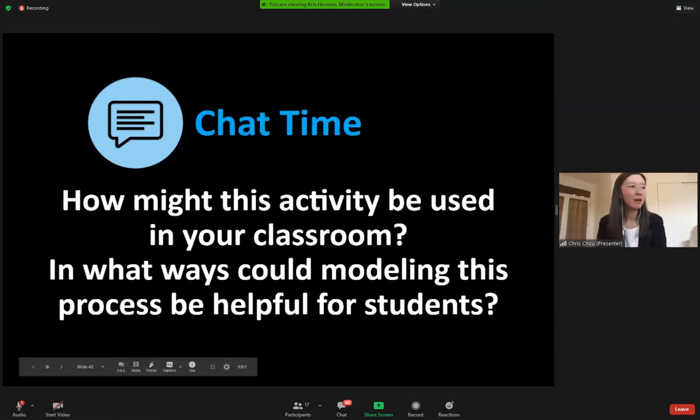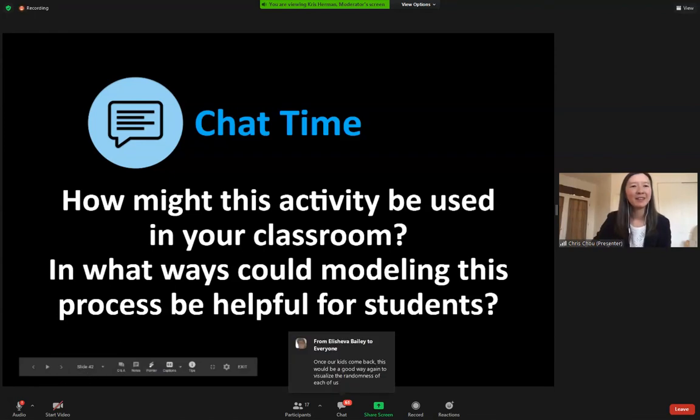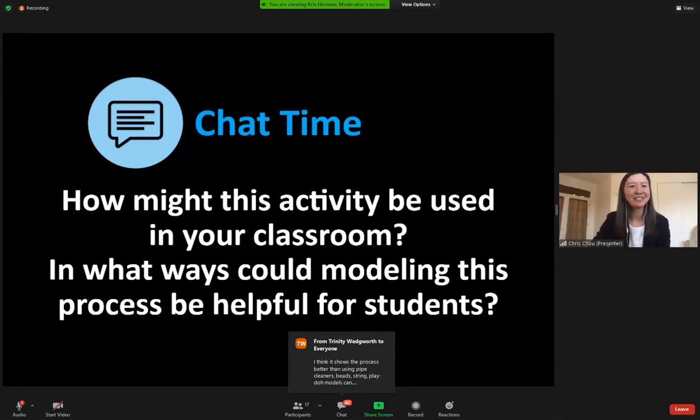Just want to give a minute or two here for ways that you might be able to use this in your classroom. And for those of you who've tried some other kits before or different ways of modeling mitosis and meiosis, how might this be helpful for your kids? Okay, thank you. So once our kids come back, this would be a good way again to visualize the randomness of each one of us. Yep.